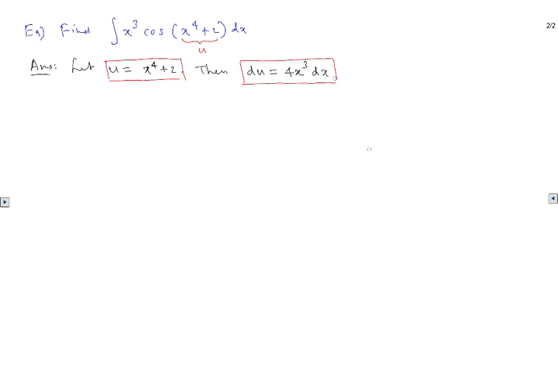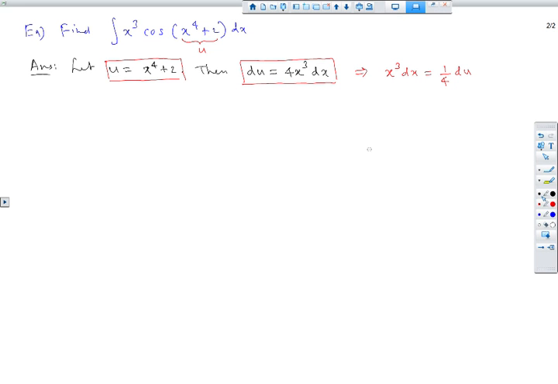So now let's see what's going to happen. Also, because what you see in the problem is x to the third dx, you can say x to the third dx is 1/4 du. If you want, you can write it like that also. It doesn't really matter how you write it. You can write it that way or this way. Good. So now let's do the rest of the problem.